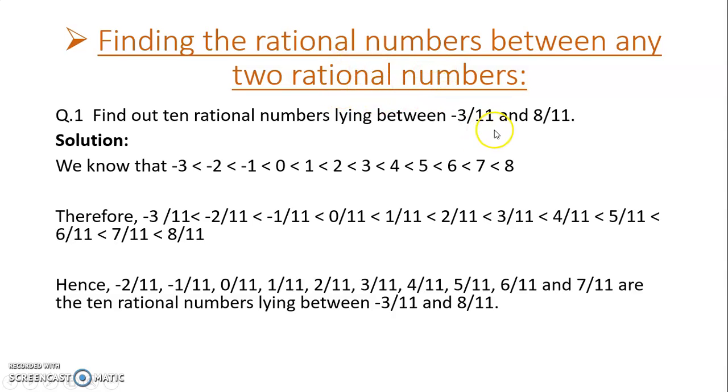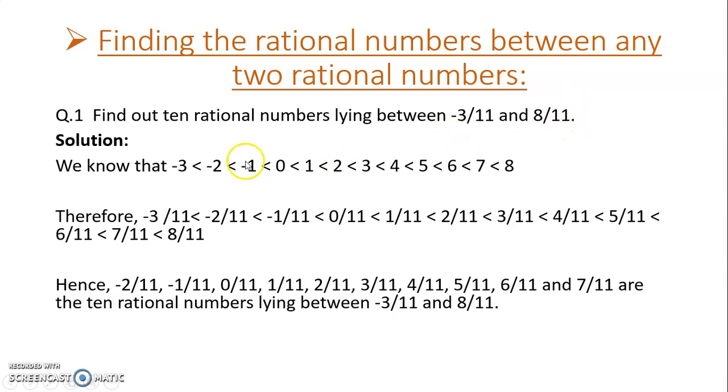So they will give you two rational numbers and they will tell you to find out the numbers lying in between them. Like question 1 says, find out 10 rational numbers lying in between minus 3 by 11 and 8 by 11. Both of these are first of all rational numbers because they are in the form of P by Q, and this is the negative rational number and 8 by 11 is the positive rational number. Both these numbers have the same denominator, 11.